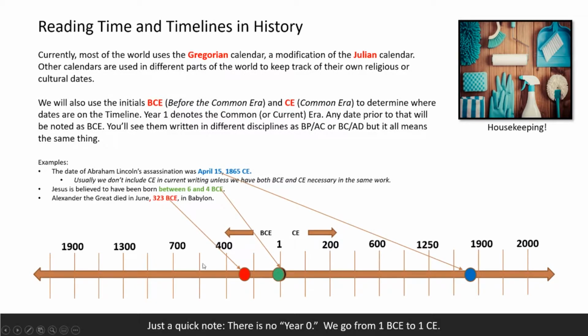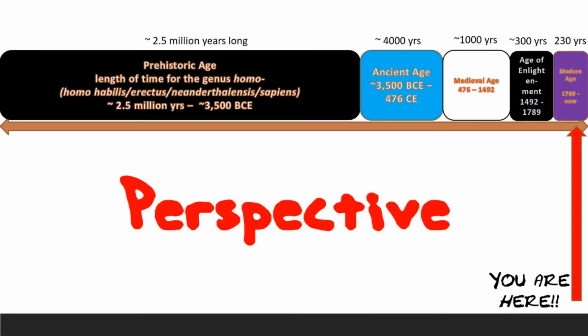So it's fairly easy to read a timeline. Sometimes you'll see timelines that go up and down. Sometimes you'll see them in a spiral. But most often, if the page is big enough or the space is big enough, you'll see them just in a straight numerical line. Now, just to give you a little perspective, this is not to scale by any means.